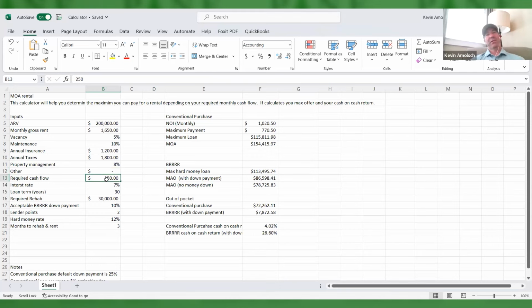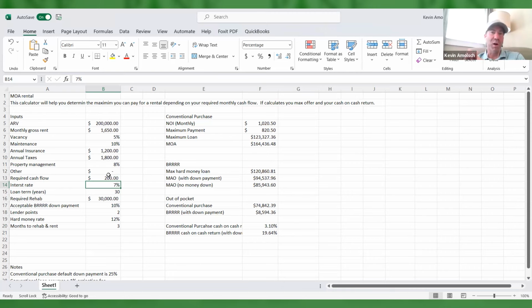And then here we go. This is where it gets interesting. You got to put in here what you want to make on a monthly basis. Now, this is net. So after your expenses, after your vacancies, after your maintenance, what is all left over, your net number. Some people say, you know, as long as I'm breaking even, that's okay. I would say you put something in here, $200, $250, something reasonable, what you'd be okay making on a monthly basis.